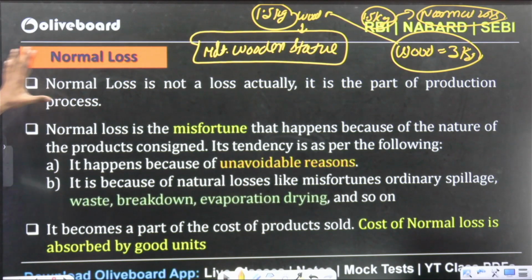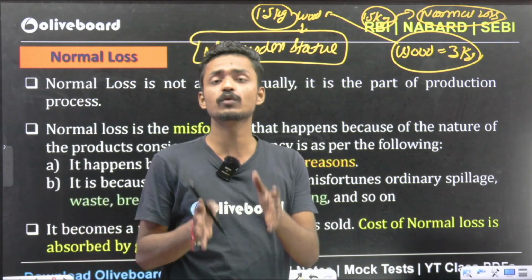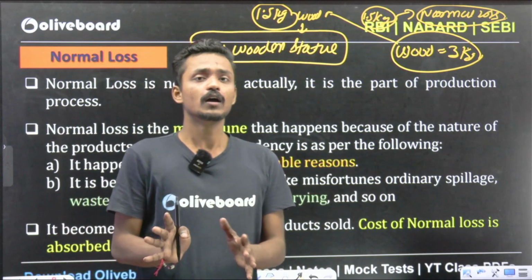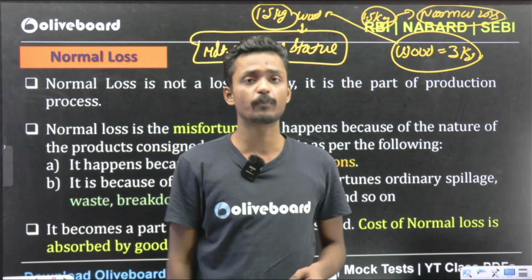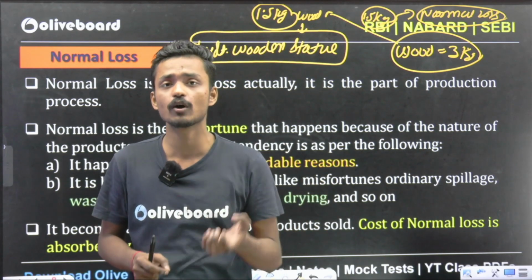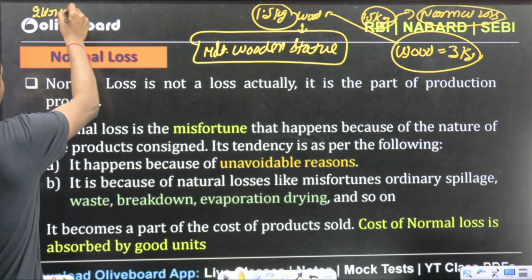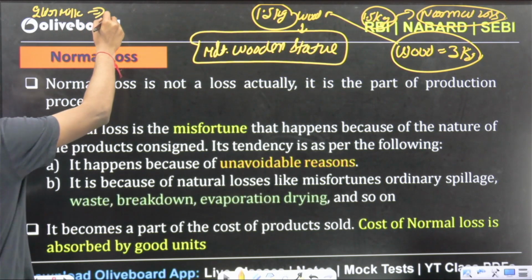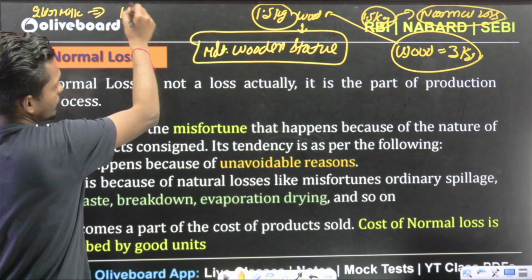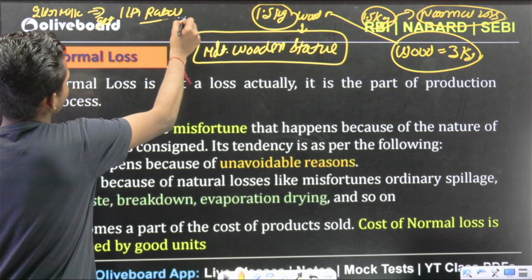So what do you mean by normal loss, first of all, sir? In the same way, you can take the example of using milk to make rabdi. Yes, you know very well what rabdi is. Rabdi is a sweet product that is manufactured from the processing of milk. So when you are using 2 liters of milk, out of the 2 liters you are able to get only 1 liter of rabdi.